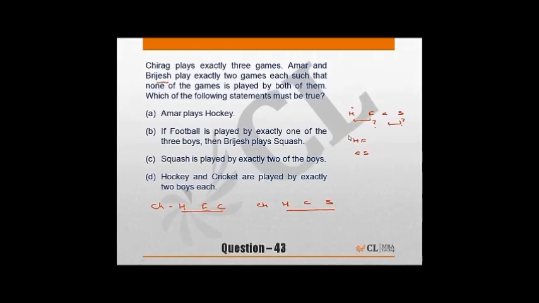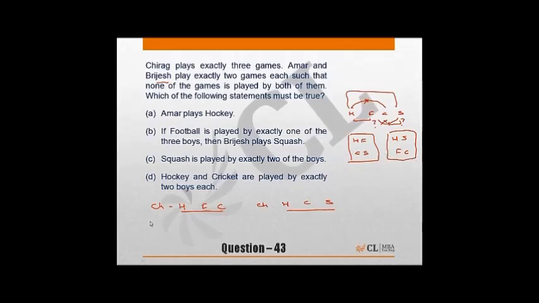Another combination possible. So one is this. The other possibility could be hockey and cricket, and football and squash, but football and squash is not possible, so this combination will not work. The last possibility is hockey and squash, and football and cricket. Okay.